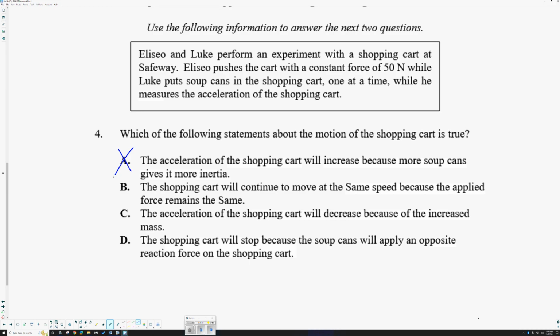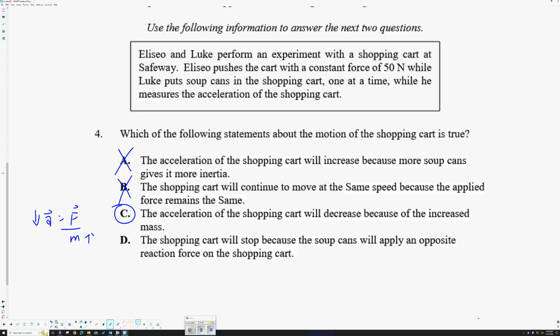The shopping cart will continue to move at the same speed because the applied force remains the same. That kind of sounds a little bit like we were talking about in the last two questions, but not quite, because we're changing the system. We're making the system heavier, and by making the system heavier, we have to apply more force in order to keep it going at the same speed. The acceleration will decrease because of increased mass. That sounds about right? If A is equal to F over M, and you make the mass bigger, then it looks like you're going to make the acceleration smaller. That looks right, but let's just double check D, just to make sure.